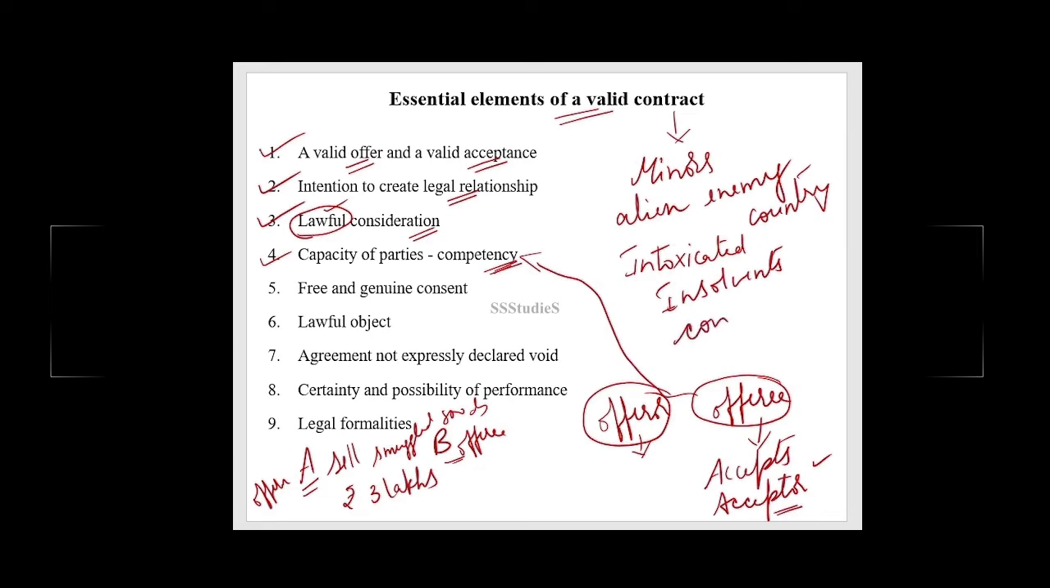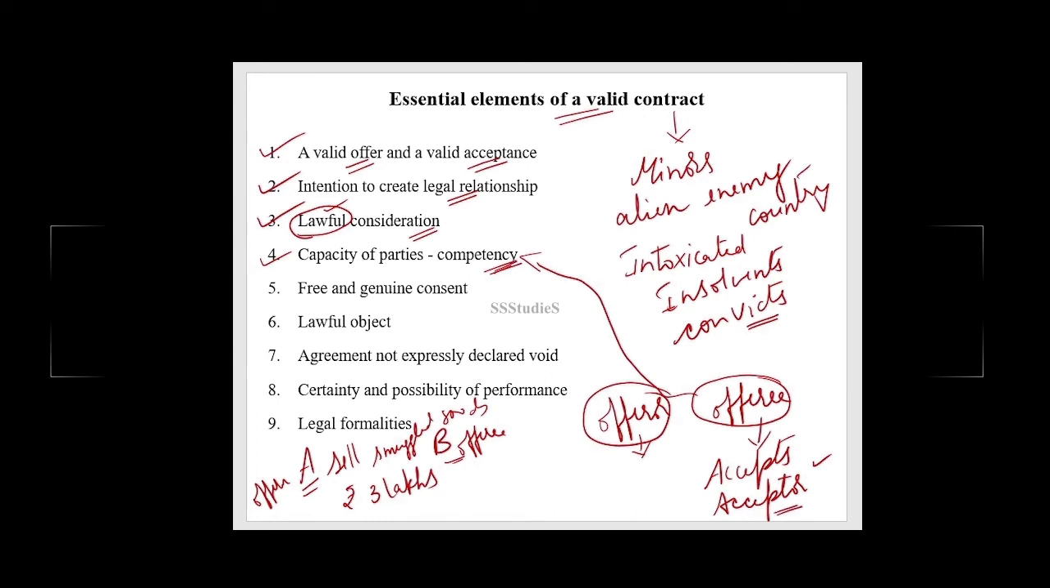Also convicts, criminals who have been convicted by the court of law, during the time they are serving the sentence, they do not have the competency to enter into contract. So one of the essential elements of a valid contract is that both the parties to the contract, it is not one of the parties, both the parties to the contract should be competent to enter into contract.